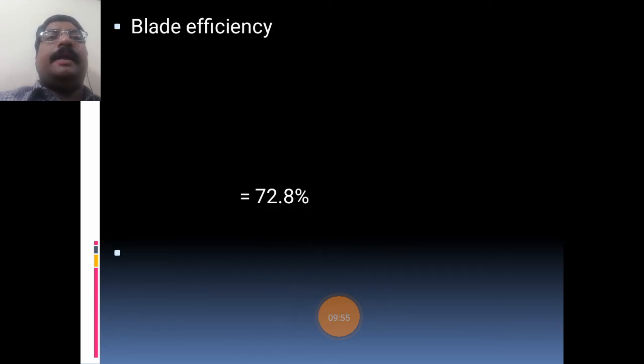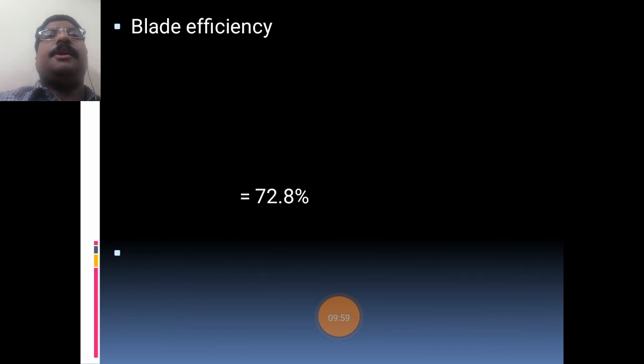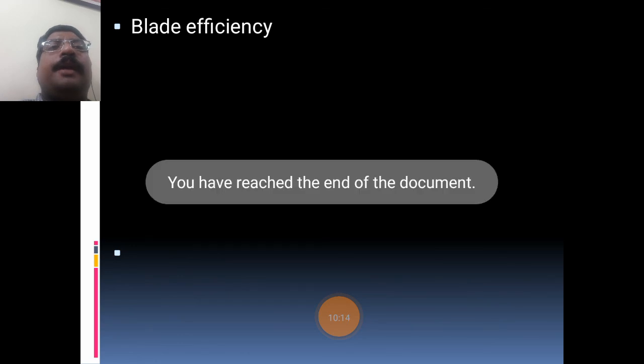Okay. Next, blade efficiency. The blade efficiency is 72.8%. So what is blade efficiency? The blade efficiency is nothing but the ratio of work done to the change in enthalpy, that we used to obtain as 72.8%.